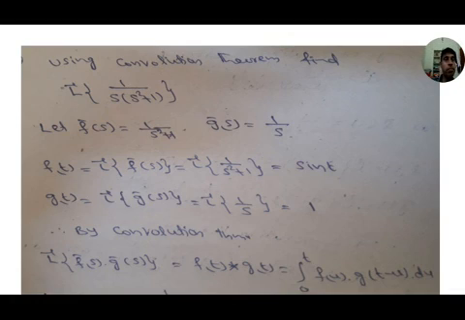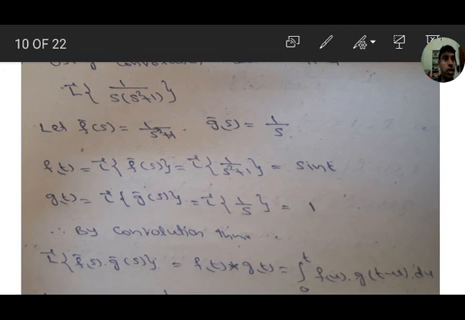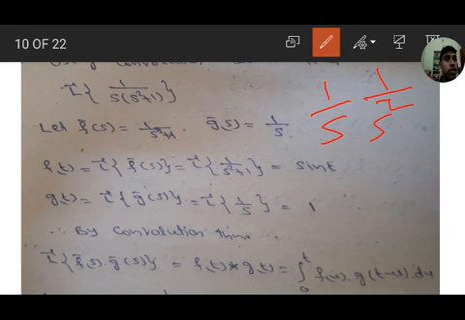Okay, next problem. Find, using the convolution theorem, L inverse of 1 by s into s square plus 1. So here also, using the convolution theorem, there are two functions: 1 by s and 1 by s square plus 1. Which function do we take as f bar s and which as g bar s?